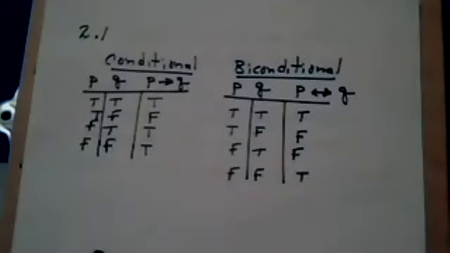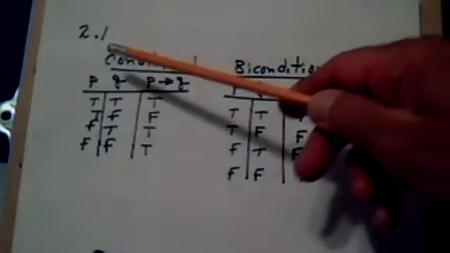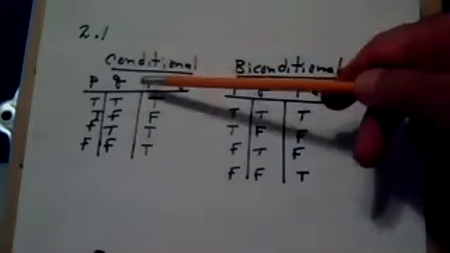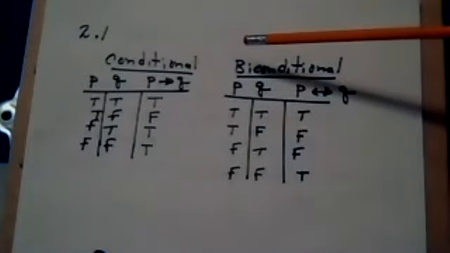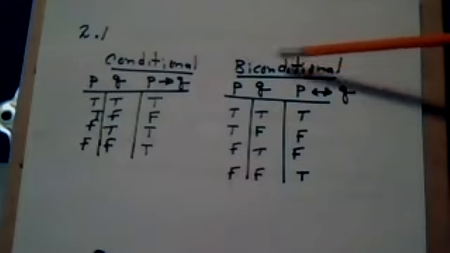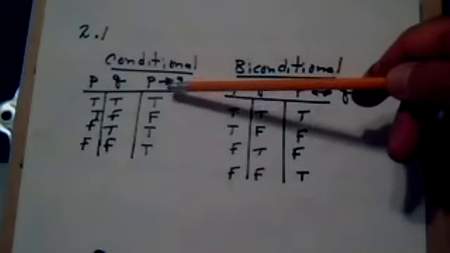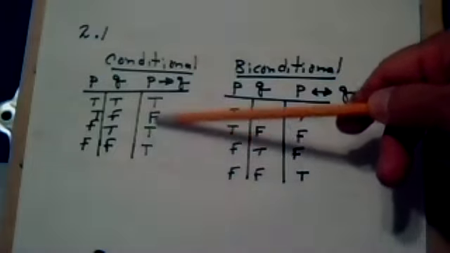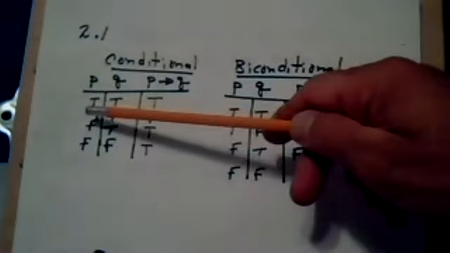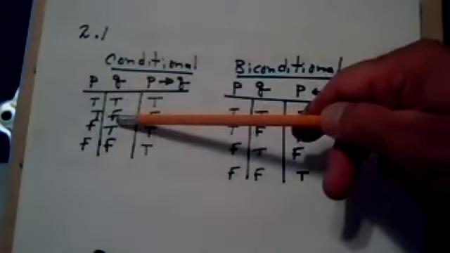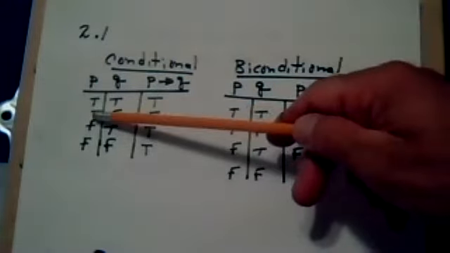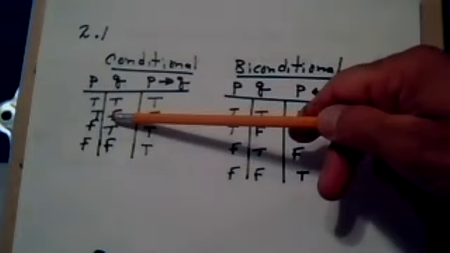These are truth tables for the conditional and the biconditional. Notice the P and the Q columns are the same. Those never change. Now you input the P and the Q into the conditional and the biconditional. If you look at all of these, the only one that's false is the one where you have P true and Q false. That's the only time the conditional is false.